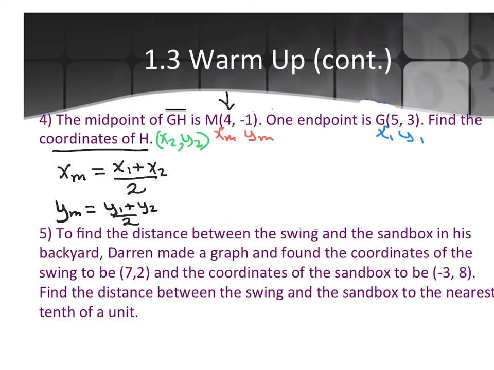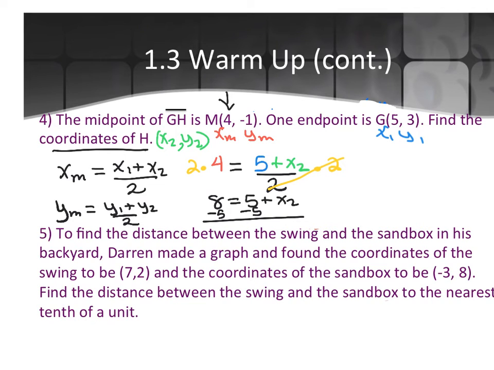So the xm is going to be 4, setting that equal to 5 plus x2. I do not know x2. That's my variable. Divided by 2 is part of the formula. To solve for x2, I'm going to multiply both sides by 2 to get rid of the fraction. I'm left with 8 equals 5 plus x2. Subtract 5. And the x of my endpoint is going to be 3 equals x2. This canceled. 8 minus 5 is 3.